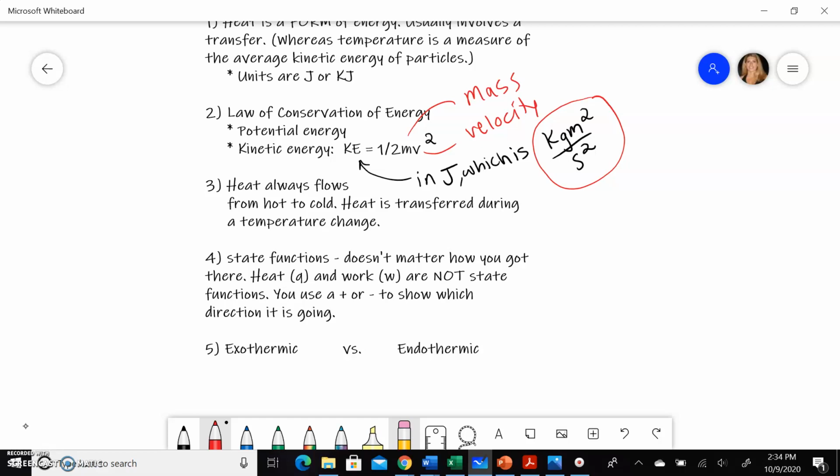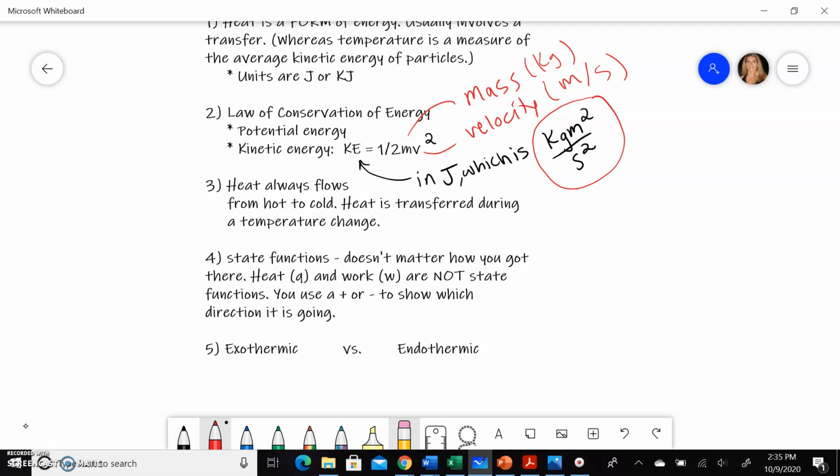So what that means is that your mass needs to be in kilograms and your velocity needs to be in meters per second. So that when you plug all that in, you end up with kilograms meters squared per second squared, which is a joule. So you can put your final answer for that in joules.